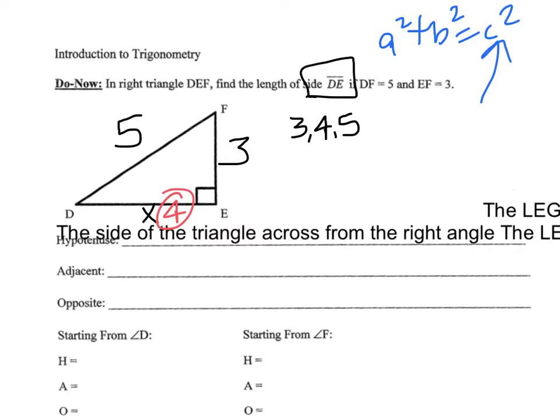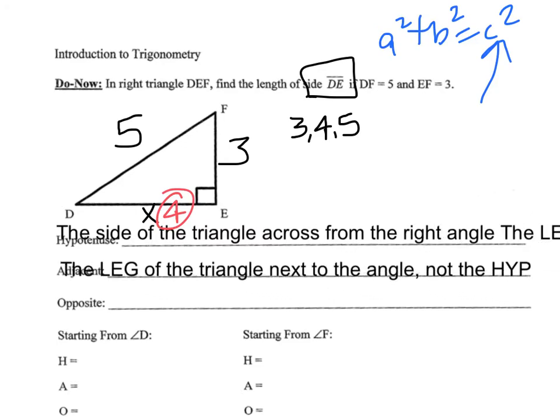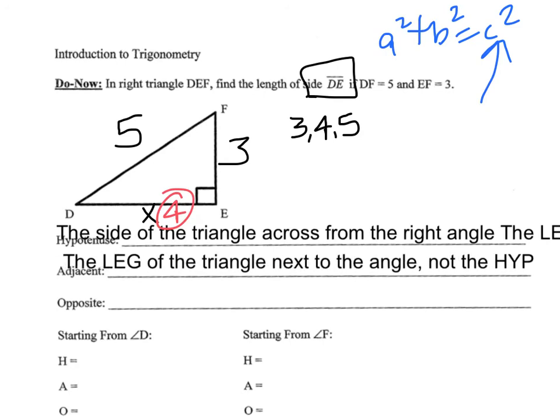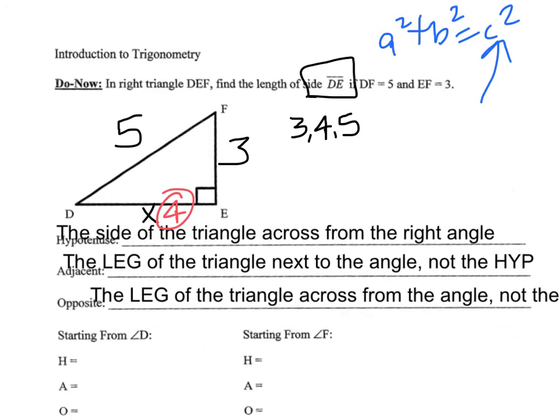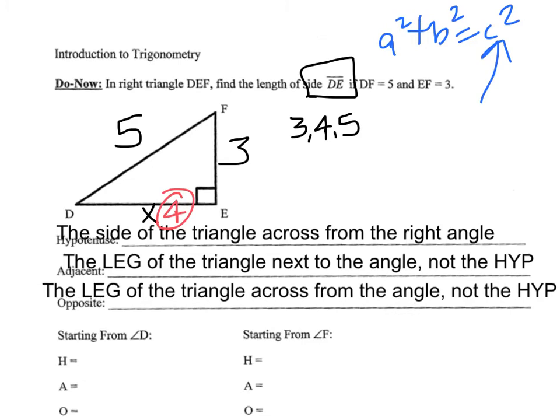The next one, it says adjacent. It's the leg of the triangle next to the angle, and it's not the hypotenuse. It's very important that you realize that adjacent sides could be different depending on which angle you're standing next to. And then the last one, it says opposite. That is the leg of the triangle that is across from the angle, not the hypotenuse.